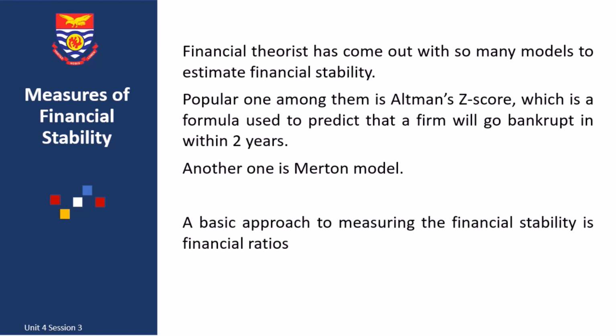Financial theories have come up with many models to estimate financial stability. A popular one among them is the Altman's Z-score, which is a formula used to predict whether a firm will go bankrupt within 2 years. A buying organization using the Altman Z-score to ascertain a supplying organization's financial stability will be able to know which supplier to work with and which suppliers are likely to go bankrupt in the near future, within 2 years, and so which suppliers to stay away from.